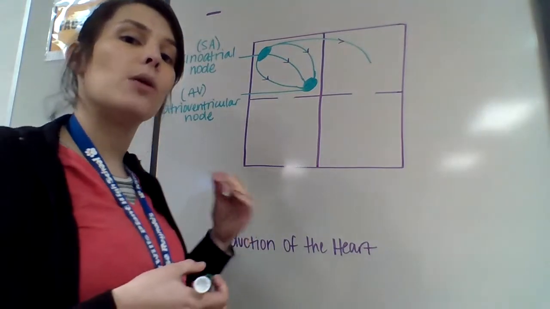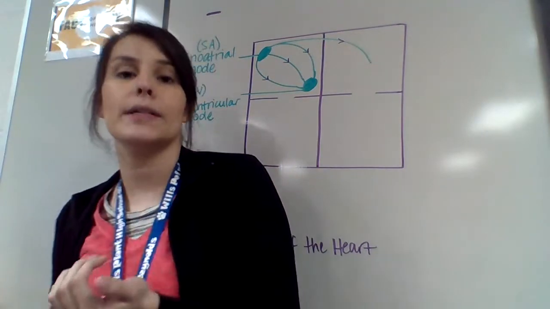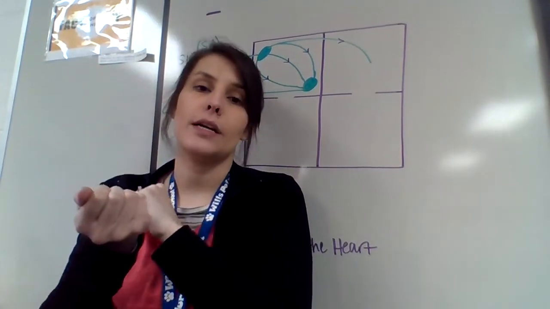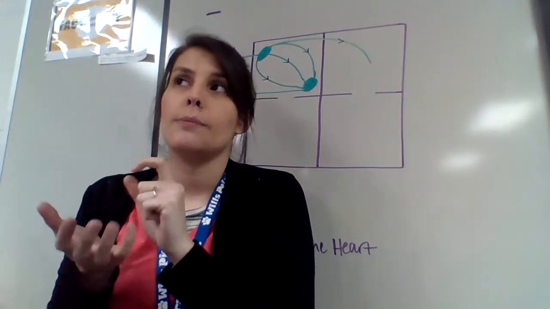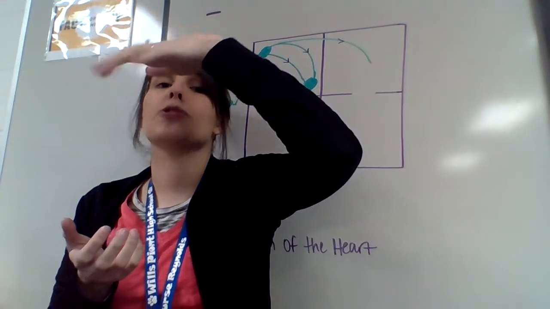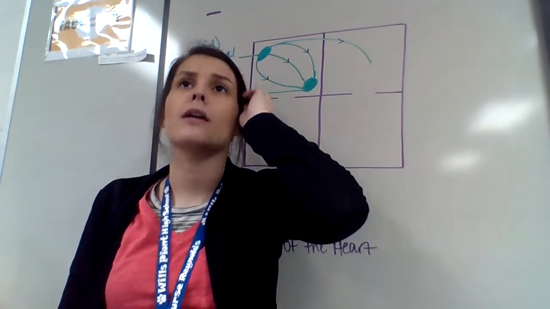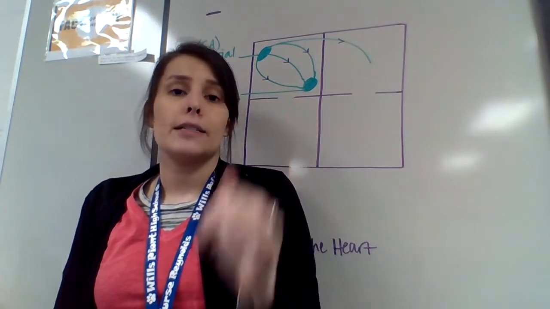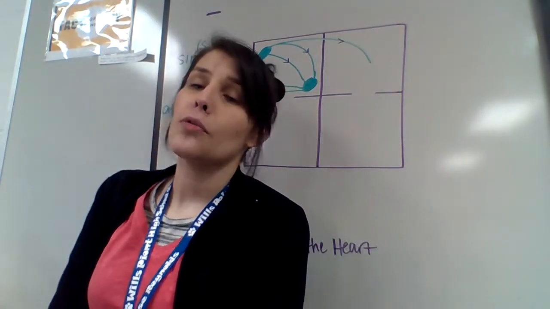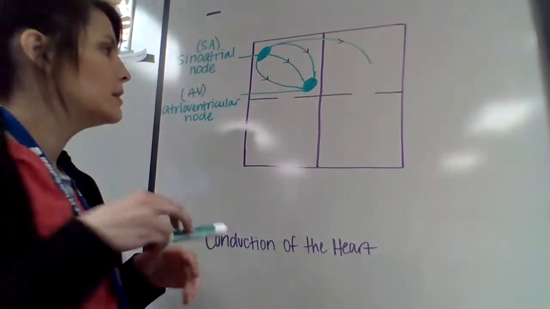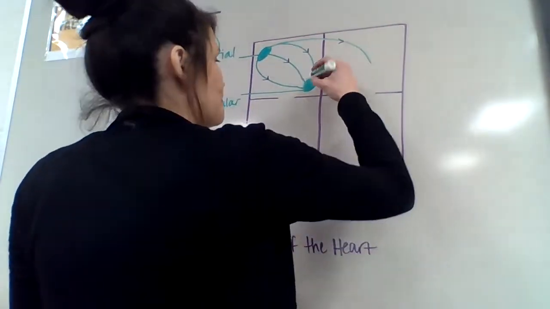So AV node is also responsible for slowing down that signal just a hair so that we can get that beat up here and beat down here before, so that this has time to contract and relax before this one contracts and relaxes. Okay. So that delay has to happen. So AV node is responsible for that. Otherwise, you would have everything beating at the same time. Okay, so AV node is going to do that.